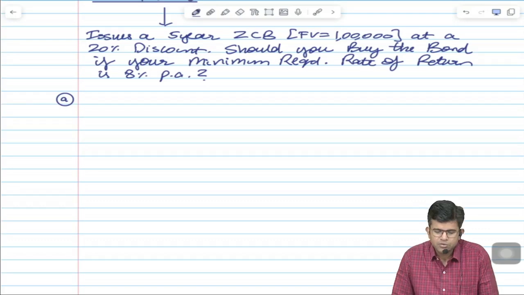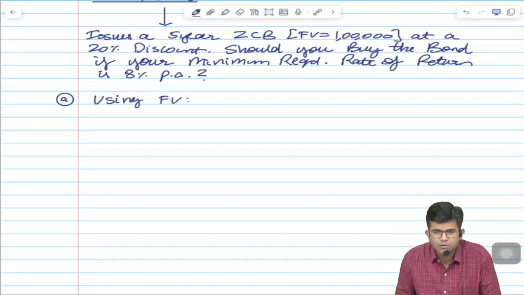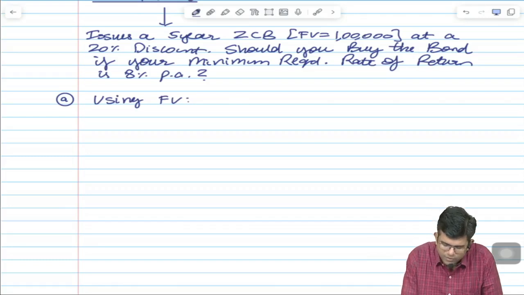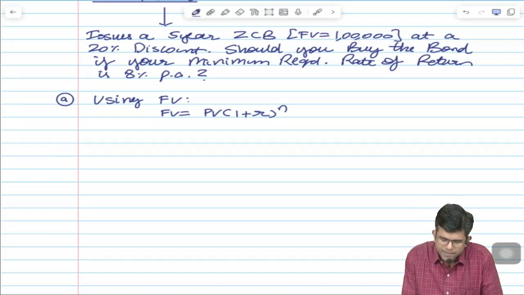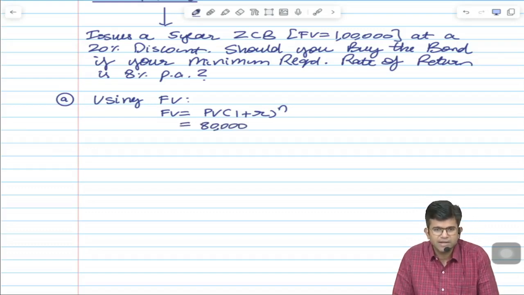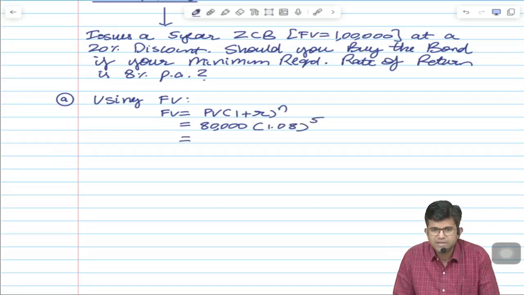Listen carefully. The first way is by using the concept of future value. Future value is equal to present value into 1 plus r raised to n. Now, what are they asking you to invest today? They're asking you to invest 80,000 today. So 80,000 becomes the present value into 1.08, raised to 5, where 8% is the rate of interest you want. Can someone please give me this number?